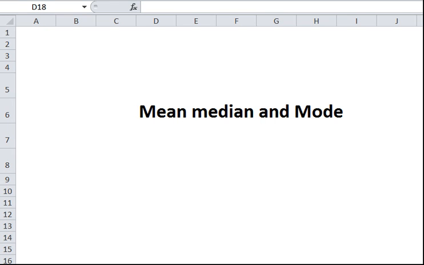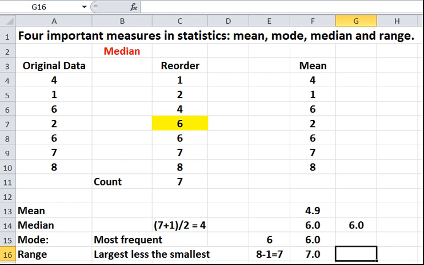In this short class we're going to use Microsoft Excel, the spreadsheet, to calculate the mean, median and mode for a small set of numbers. Needless to say, in business the sets of numbers may be quite large, but the same techniques may be used, so the same way of doing it may be employed even with larger data sets. So let's have a look at a small data set for a start.